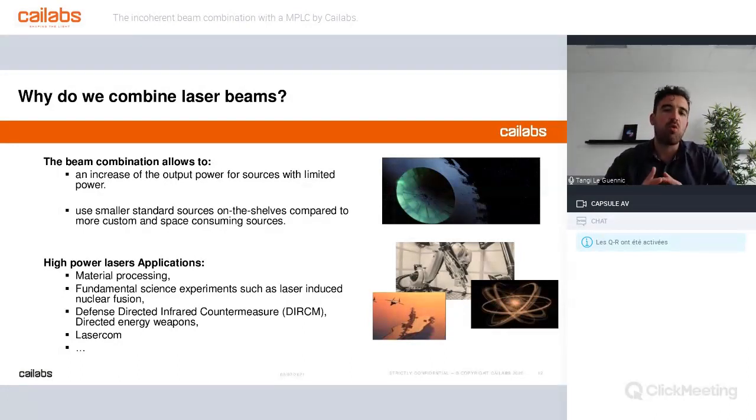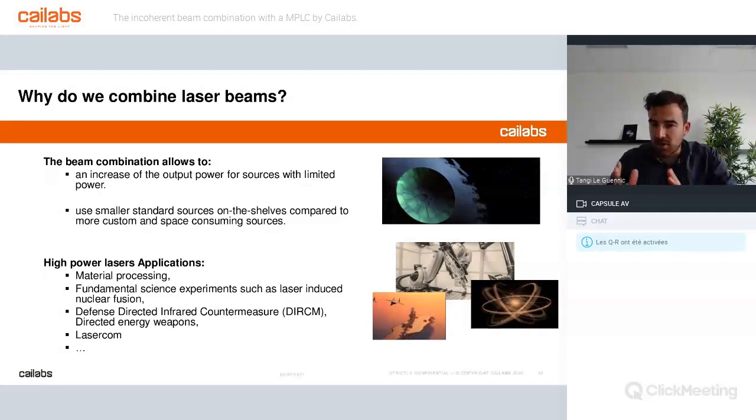So firstly, why do we combine laser beams? The limited power of lasers is a real problem in many areas. Beam combination allows us to increase this power and also to use standard sources off the shelf, compared to bigger, one-off custom ones. Because they are more sold, they are generally also more tested.